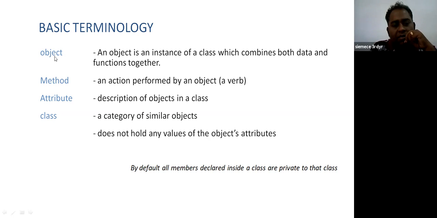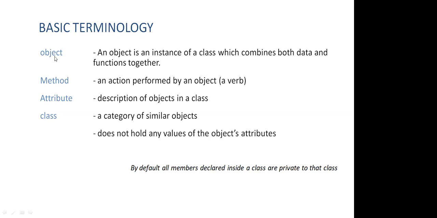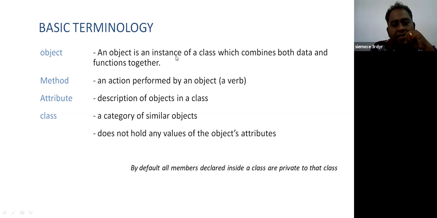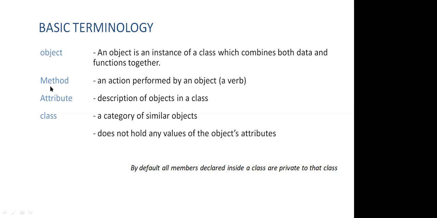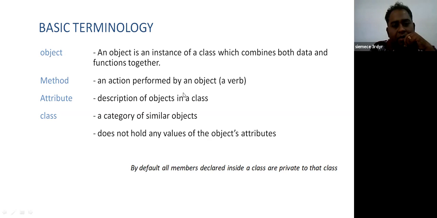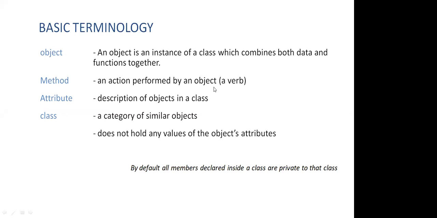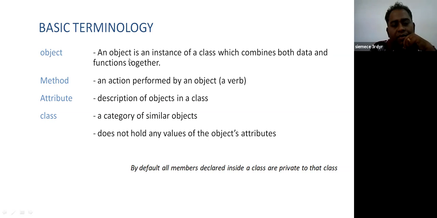Have you understood about this object? So what is an object? An object is basically an instance of a class. Method: an action performed by an object. What is this object going to do? This object will pay the bus fees. This object is going to pay the semester fees. The object is going to pay hostel fees or the exam fees.